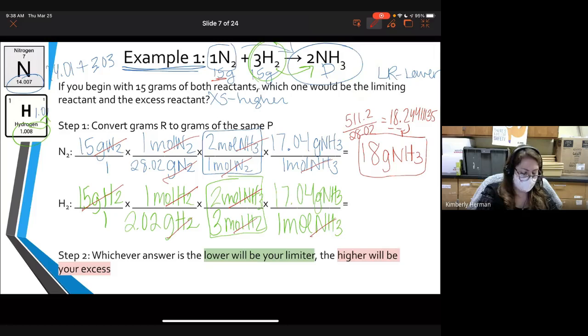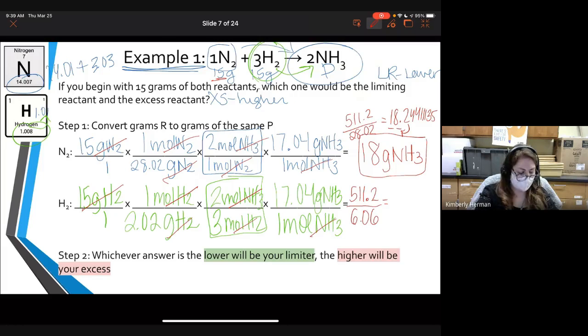And then we're going to multiply the top and get our number. So 15 times 1 times 2 times 17.04. And notice that we actually have the same exact number. And that makes sense because we still had the same amount of given. We still had 2 moles from our balanced chemical equation, and the molar mass was the same. So we have 511.2, but the bottom's going to be a bit different. We now have 1 times 2.02 times 3 times 1. So 2.02 times 3, we're going to get 6.06.